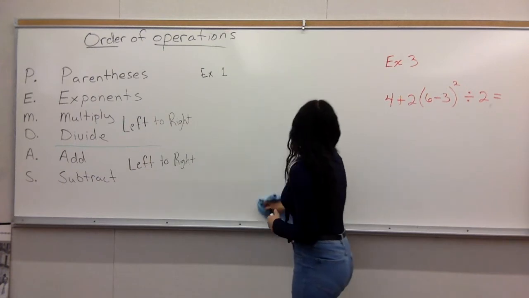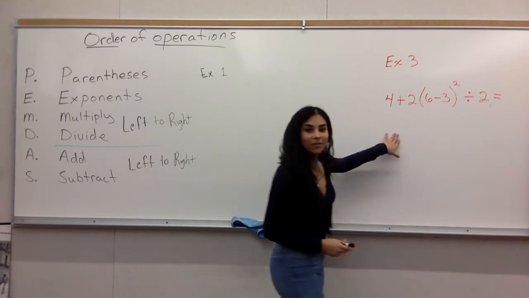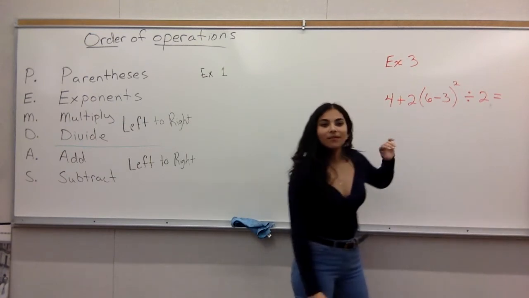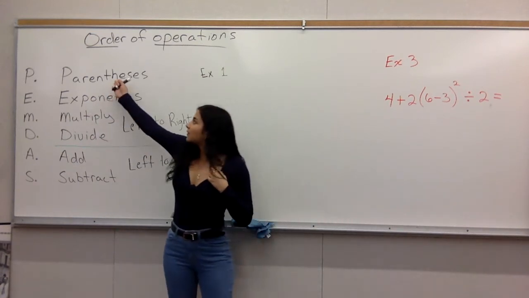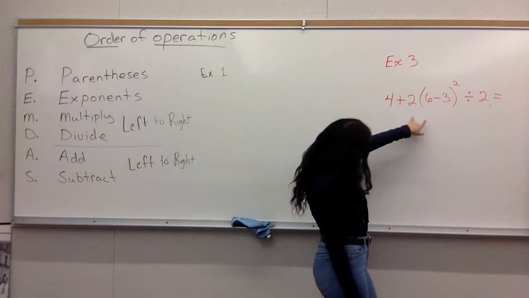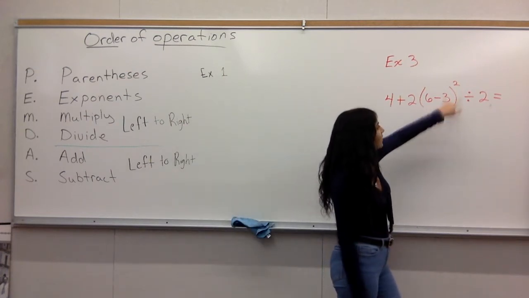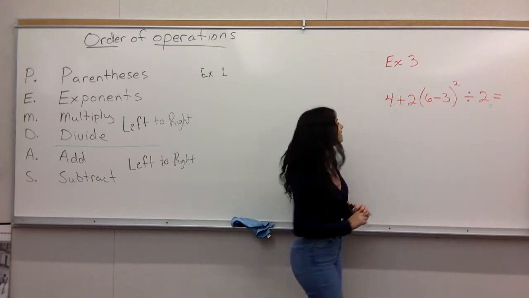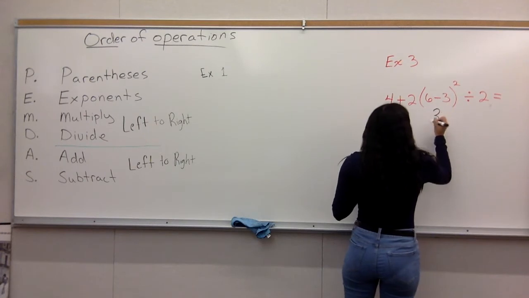So let's move on to this big problem, okay? So in this big problem, we have a little bit of everything. Remember, look back, what's first? Parentheses. So we look at the problem and we see if we have any parentheses. Well, yes, we do. Here we have a 6 minus 3 inside of this parentheses. So that is what we're going to do first. 6 minus 3 is just 3.